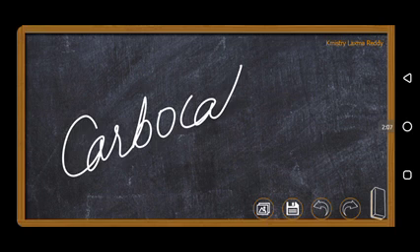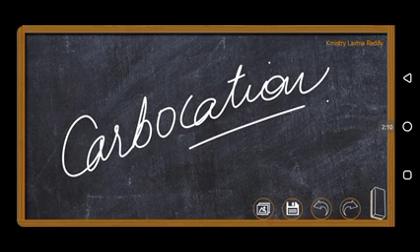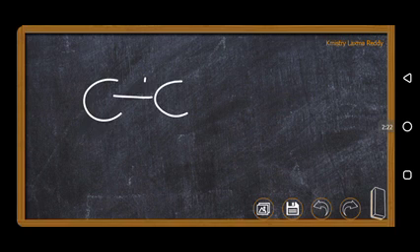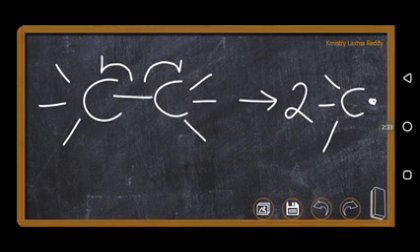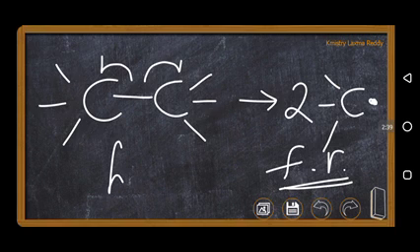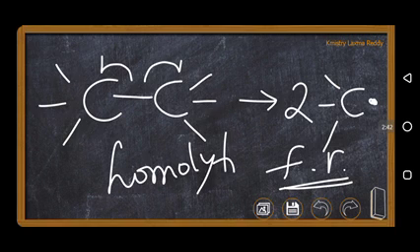So how is the carbocation formed? Generally, it is because of homolytic cleavage and heterolytic cleavage. Two types of cleavage are there. For example, this is a bond. Homolytic cleavage means this bond is divided equally, giving two carbon atoms with three bonds and a free radical. So homolytic fission gives us free radicals; the bond is equally divided, so each atom gets its own electron.